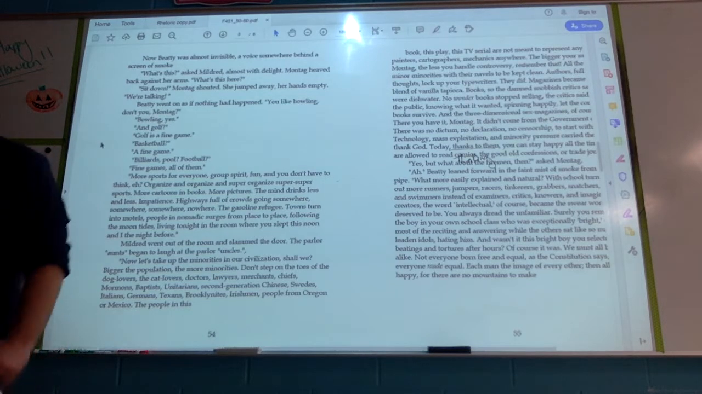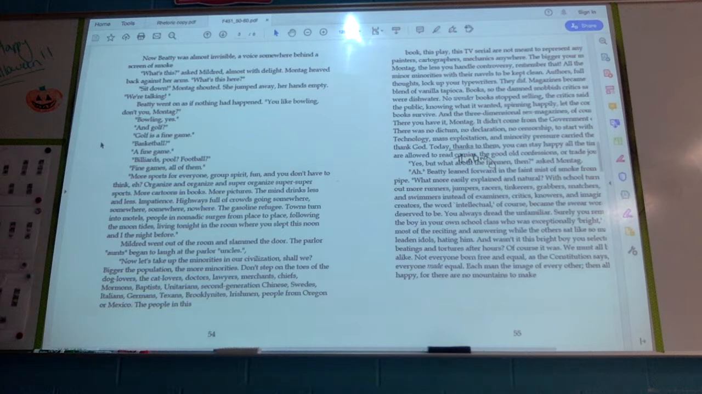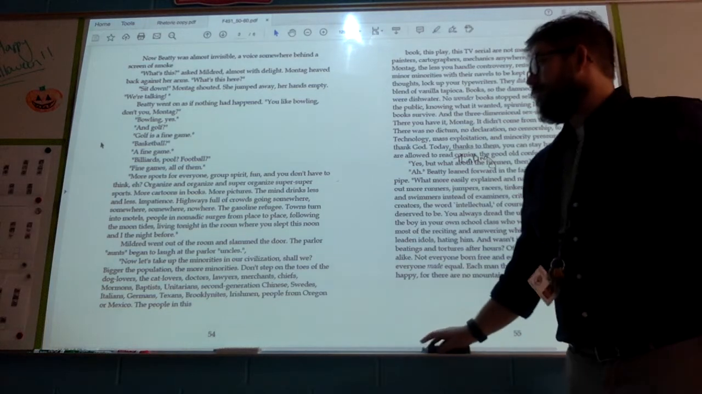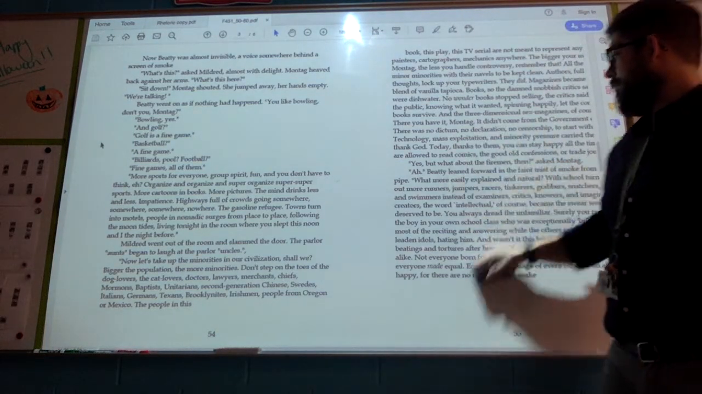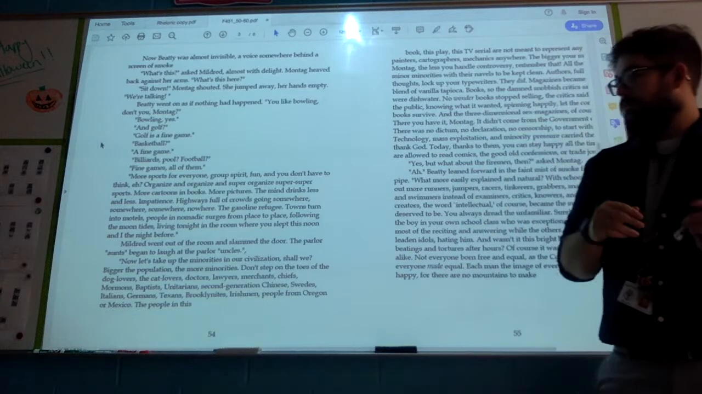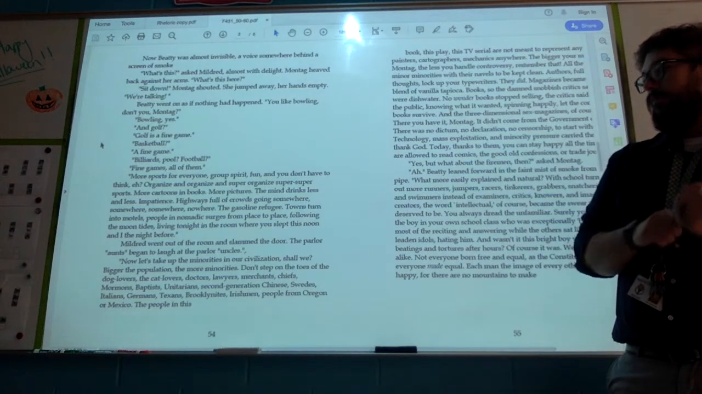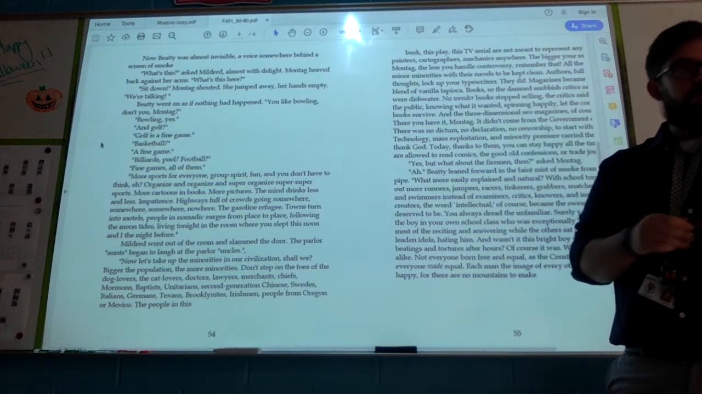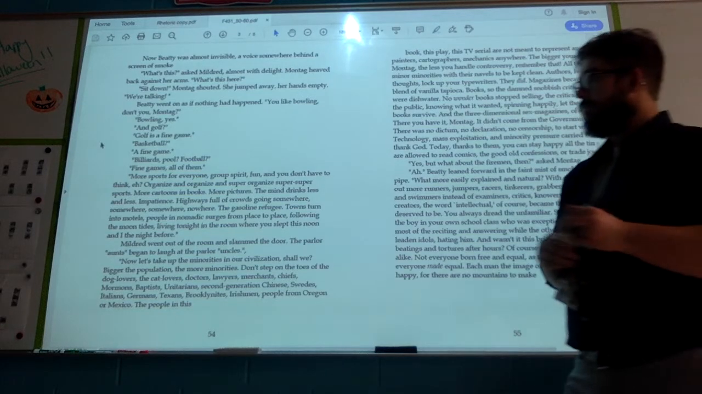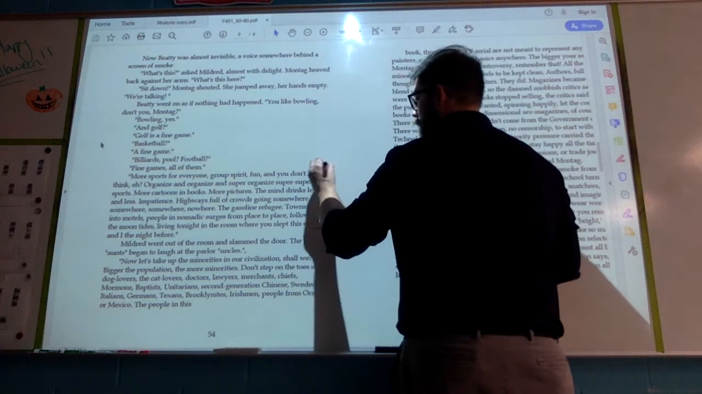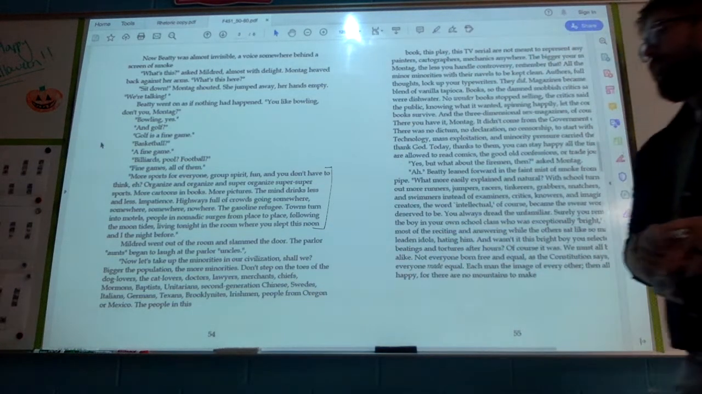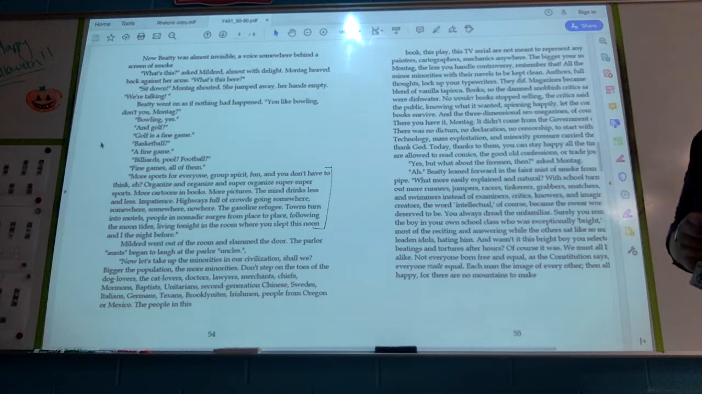More sports, yeah, go ahead and read that one. More sports for everyone, group spirit, fun, and you don't have to think, eh? Organized and super organized, super sports. More cartoons and books, more pictures. The mind drinks less and less. Impatient. Highways full of crowds going somewhere, somewhere, nowhere. The gasoline refugee. Towns turned into motels. People in nomadic surge from place to place, following the moon tides, living tonight in the room where you slept this noon and I the night before.